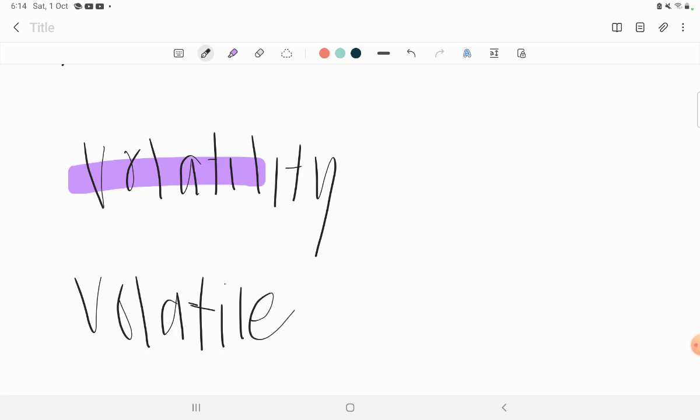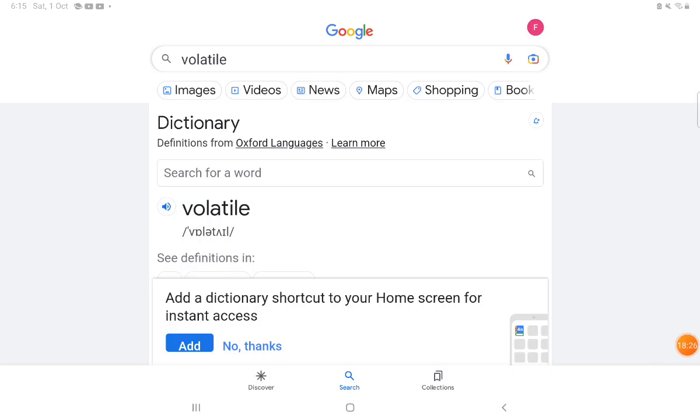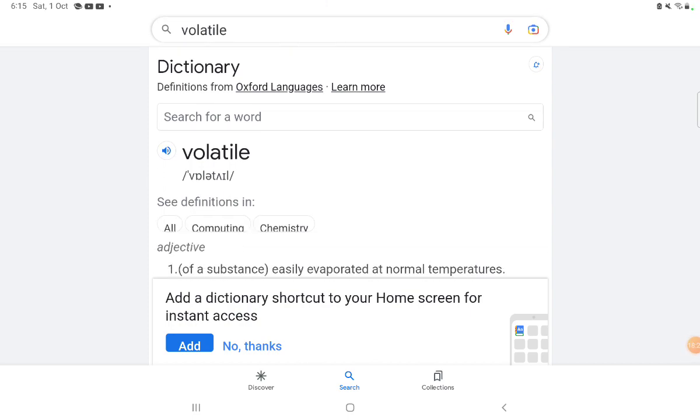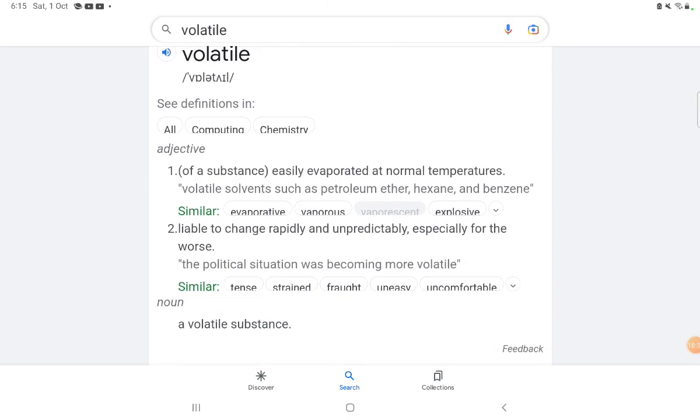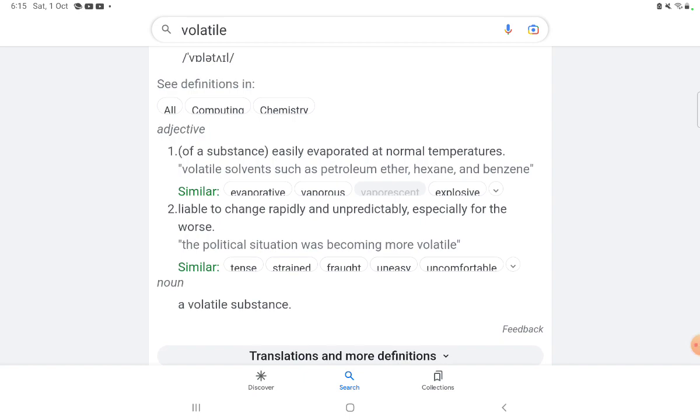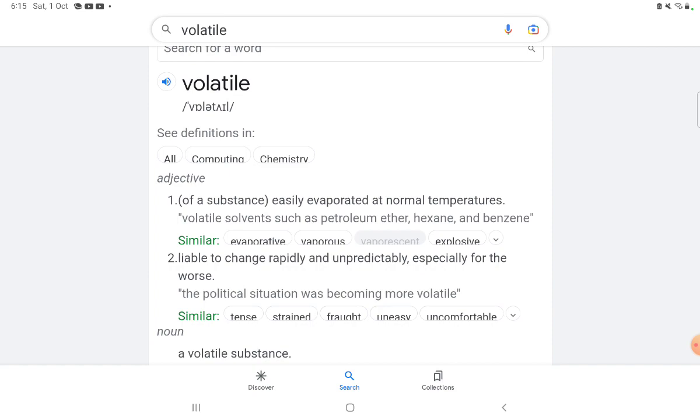Okay, now let's Google what volatile means. Volatile means a substance that easily evaporates at normal temperature. We look at the first explanation: easily evaporated at normal temperatures. The keyword is easily, and normal temperatures.